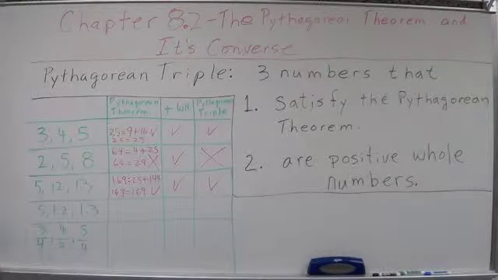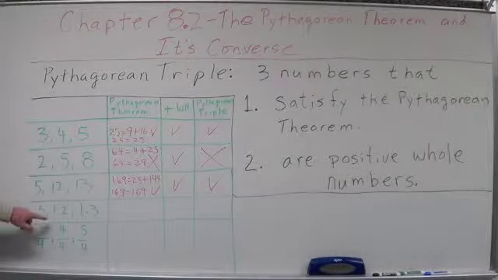Now let's look at these. Oh, 5, 12, and 13. Divide those each by 10. Are they going to satisfy the Pythagorean theorem? Yes, they are. We don't even have to do it. We can come back here and look at this, and we're going to get 1.69 equals 1.69. It's just that simple. But are they positive whole numbers? No. So are they a Pythagorean triple? No, because they're not positive whole numbers.